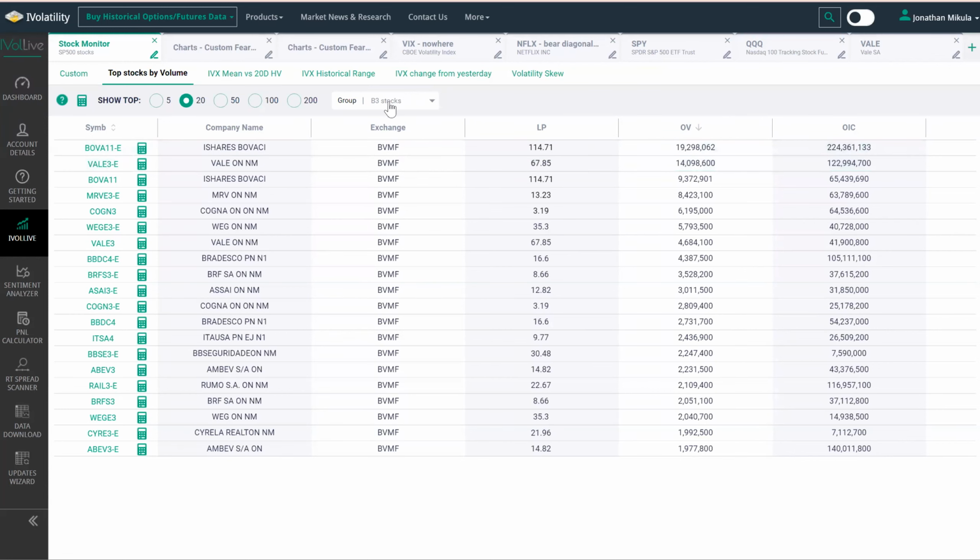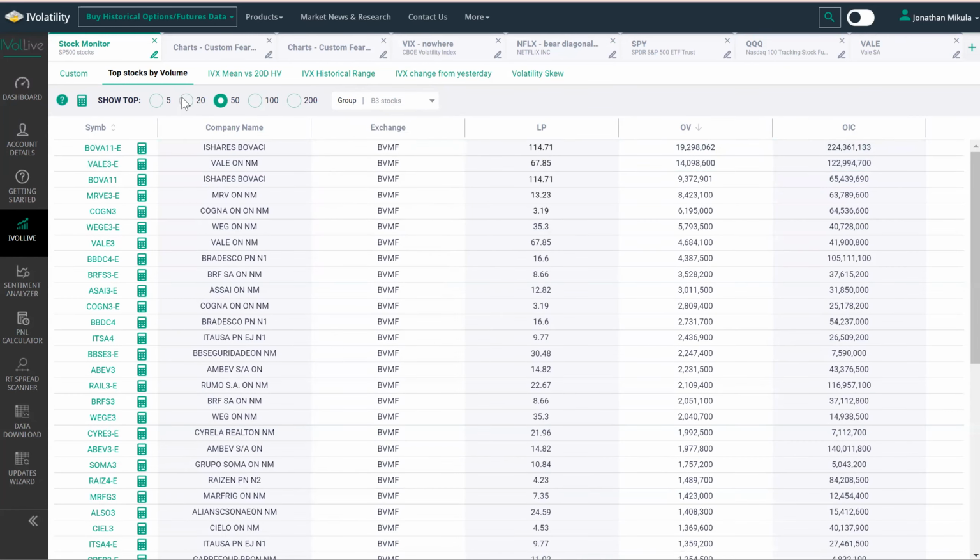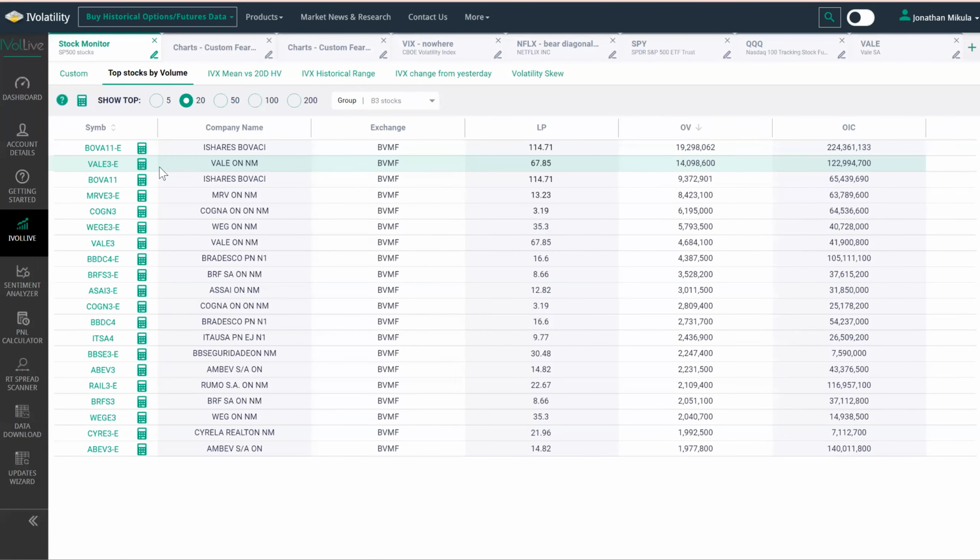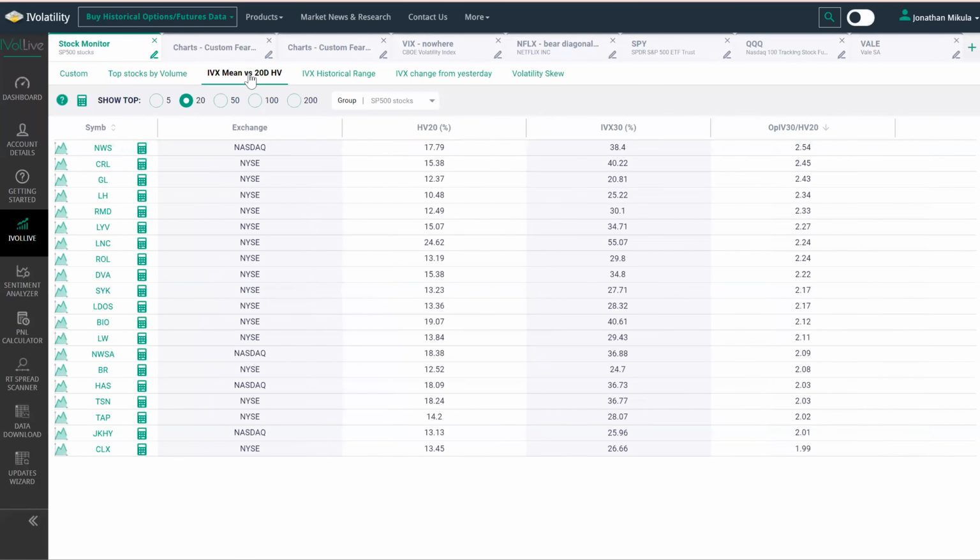But again, in a couple mouse clicks, you could see where the top volume is for any of the exchanges that we cover. All US, Canadian, Brazilian, European, German, Russell 2000, if you like the smaller names, TX60. You just need to specify your group, hit the scan. Here's the top 50. And then go from there. So typically I'll jot down a name or two that are interesting with top stocks by volume. Vale in this case is one I want to look at a little bit deeper.